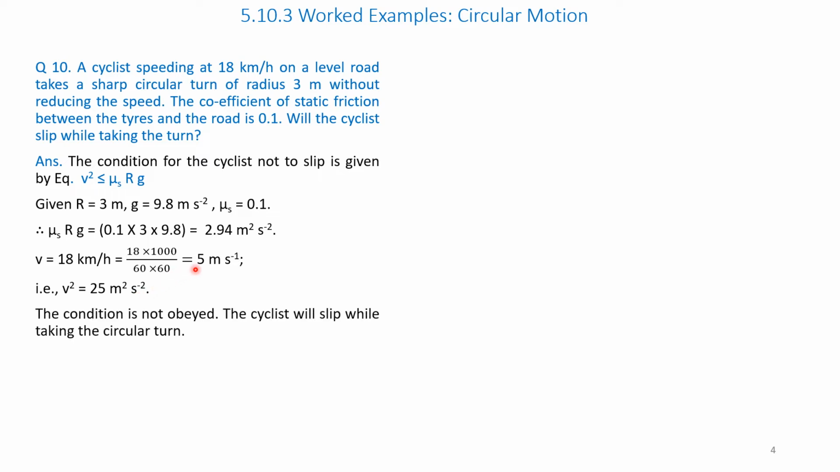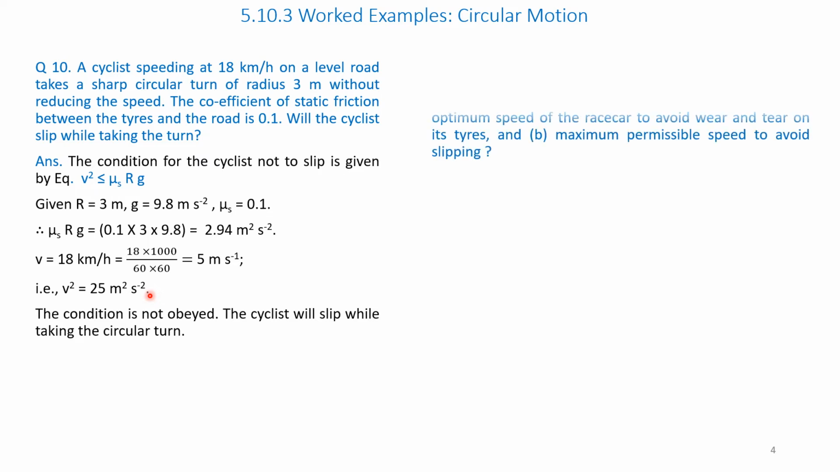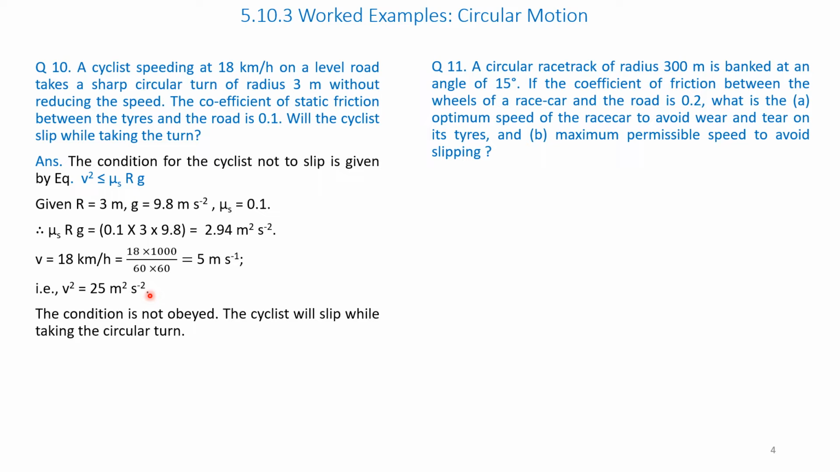Therefore, for safe driving, the square of the speed should be less than or equal to 2.94 meters square per second square. Whereas at 18 kilometers per hour, we get v square is equal to 25 meters square per second square. So that is not safe. So the condition is not obeyed. The cyclist will slip while taking the circular turn. Next question. Question number 11.